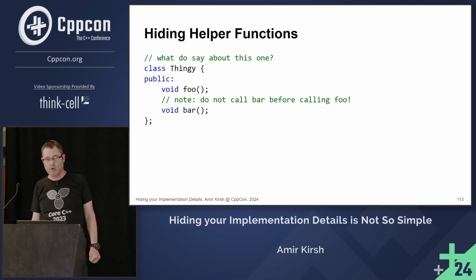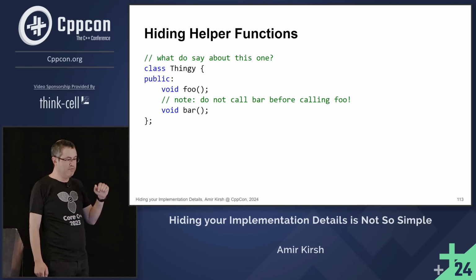Hiding helper functions. What about that one? Let's assume that we have a thingy and the thingy has two functions, foo and bar.